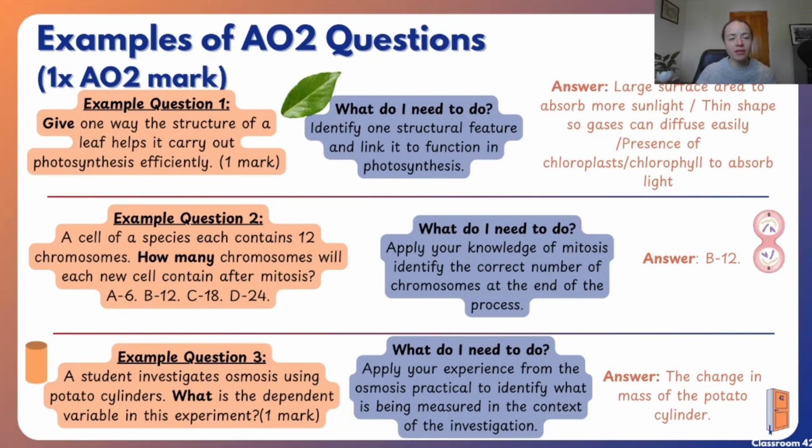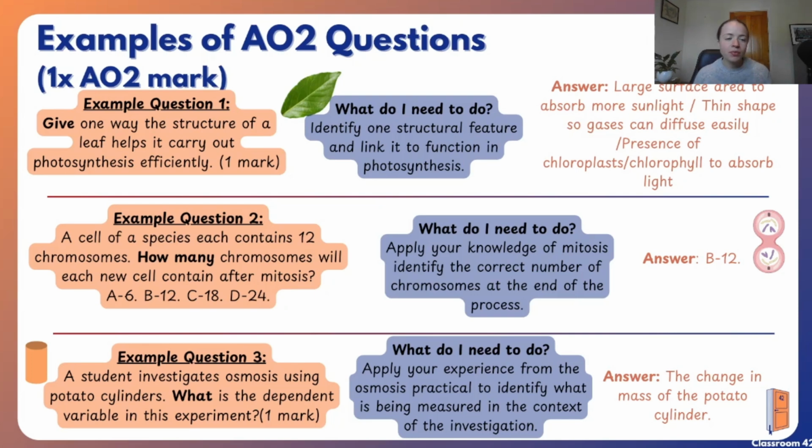And question 2 we have here is a multiple choice question. A cell of a species contains 12 chromosomes. How many chromosomes will each new cell contain after mitosis? So here you are applying your knowledge of mitosis to identify the correct number of chromosomes at the end of the process. So here the answer is 12, because mitosis produces identical cells with the same number of chromosomes.